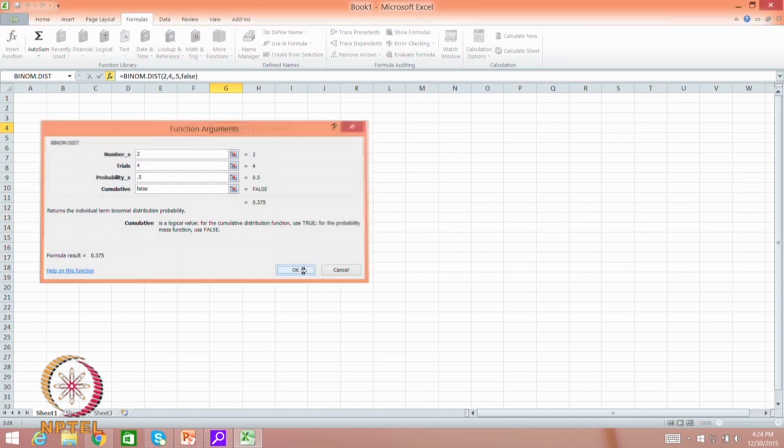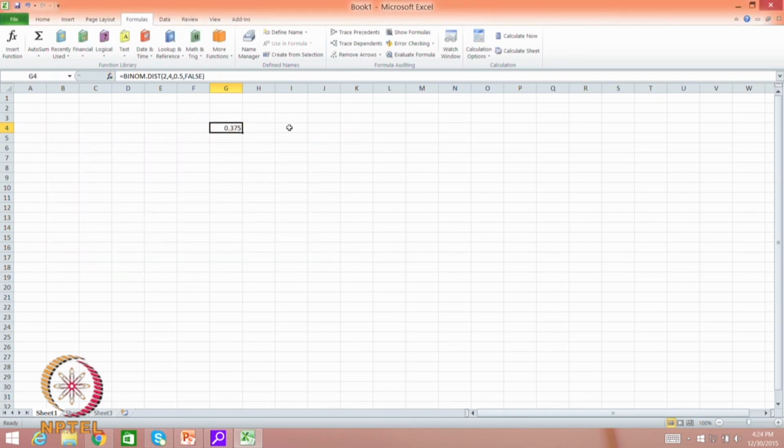So what did I get? I got 0.375. Now is it the same as 6 by 16? See, so that is 0.375. So using Excel we can calculate the binomial distribution. As you can see, this is the equation.